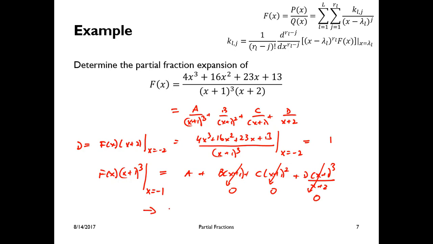And so I'm left with A is equal to f of x times x plus 1 cubed, evaluated for x equal to minus 1. So this is simply going to be 4x cubed plus 16x squared plus 23x plus 13 over x plus 2, all evaluated at x equal to minus 1, and if I plug in the numbers, this will give me A is equal to 2.